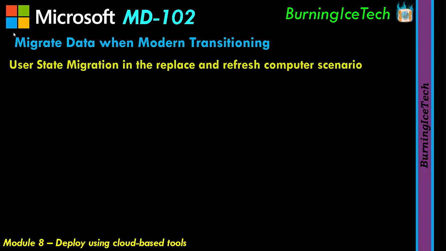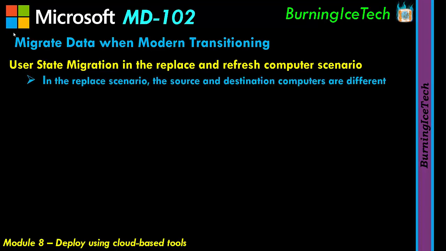So, user state migration in the replace and refresh computer scenario. In the replace scenario, let's start off with that one first. We're going to do both. So in the replace scenario, the source and destination computers are different. Remember we talked about side by side and wipe and load earlier. So in the replace scenario, these are different.